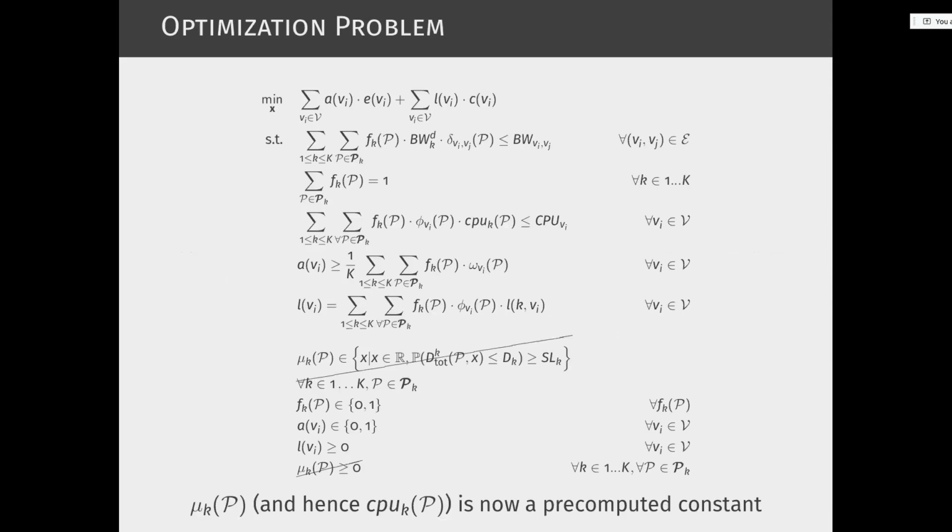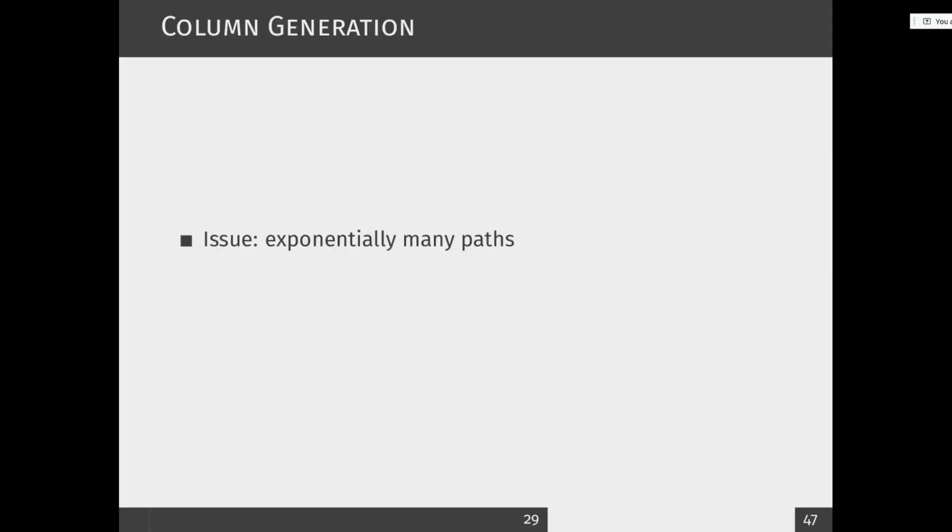So in short, we use those properties to remove that constraint and that variable, and instead to just have this CPU KP here as a constant that we pre-calculate. So for each path, we can calculate in advance the amount of CPU that we will need if we use that path. So now we have an integer program, which is nice. We could give it to a solver. The problem is there's exponentially many paths, so we cannot just do that.